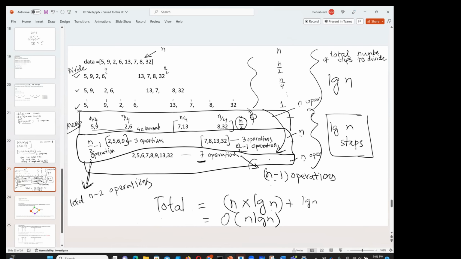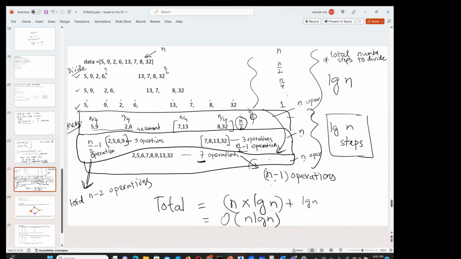Obviously there are some other costs, like we had to use extra space. We will talk about that later. But for now, using a divide and conquer method, we introduced an algorithm, merge sort, which improved our sorting algorithm from order of n square to order of n log n, which is a big improvement, right?